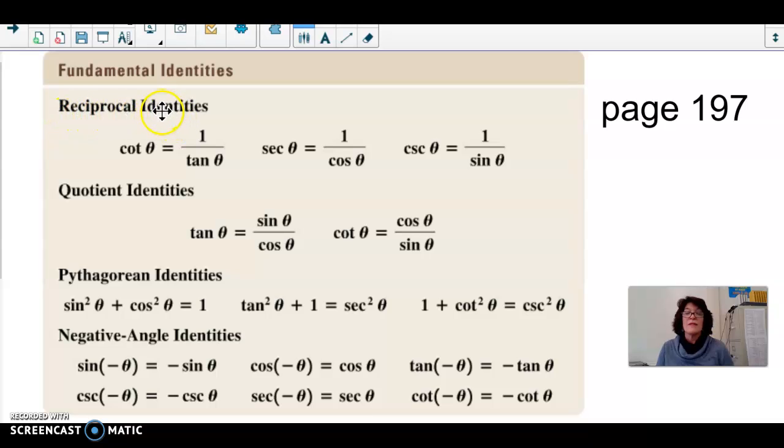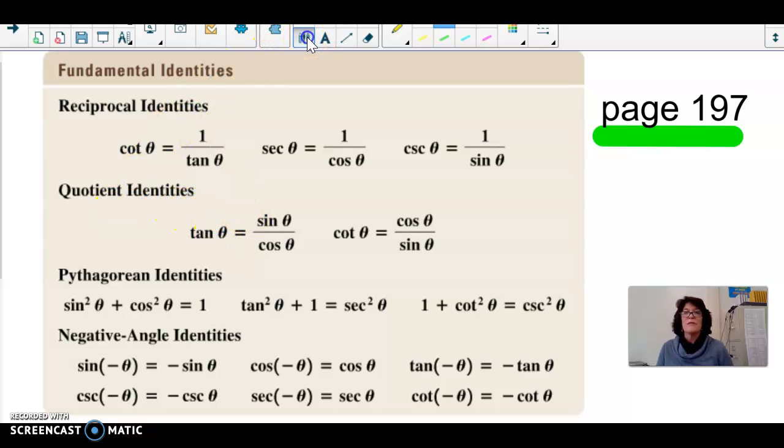And reciprocal identities we know. Cotangent is 1 over tangent, secant is 1 over cosine, cosecant is 1 over sine. We used that all last chapter as well. All these, by the way, are on page 197.